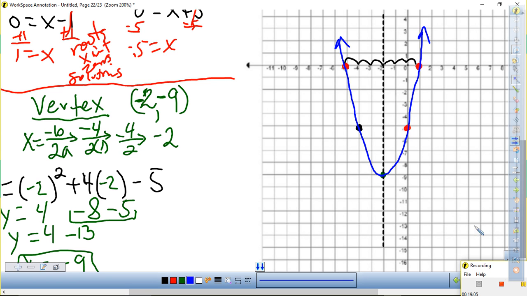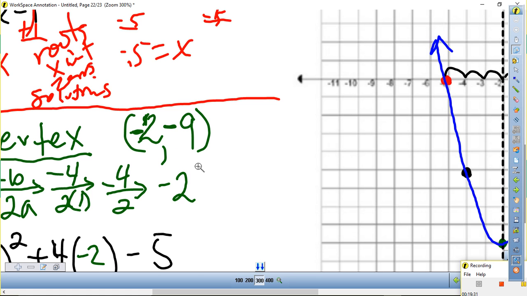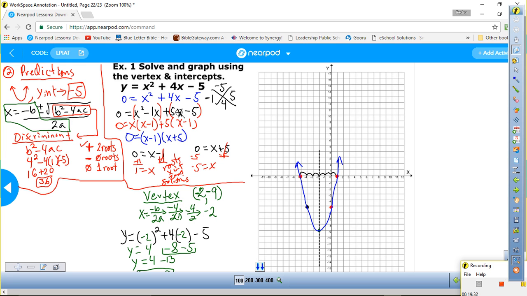All right, so let's look at how beautiful this looks. So what is new today? The only thing is the prediction, so we're starting to read the characteristics of our quadratic equation and how our parabola is going to turn out and the vertex, okay? So with that said, I'm going to leave that up there for right now.